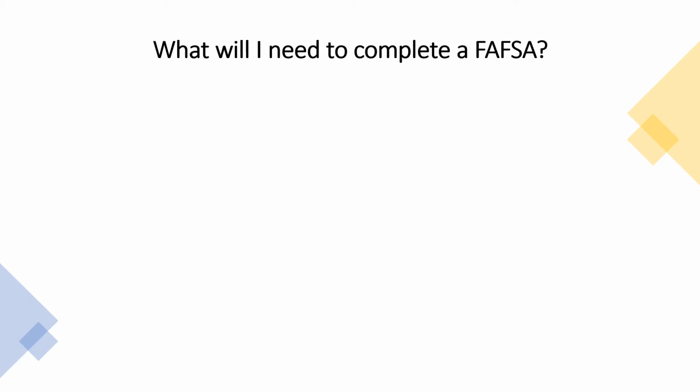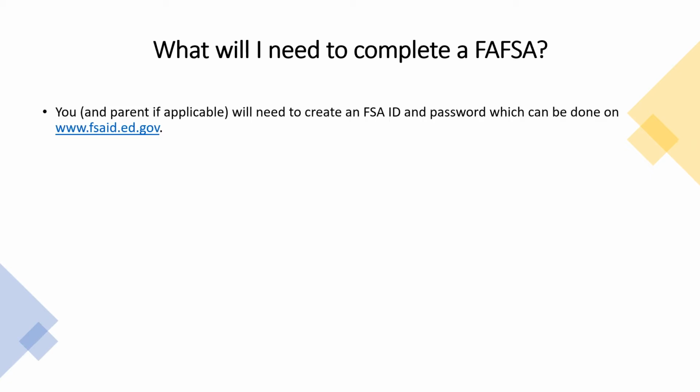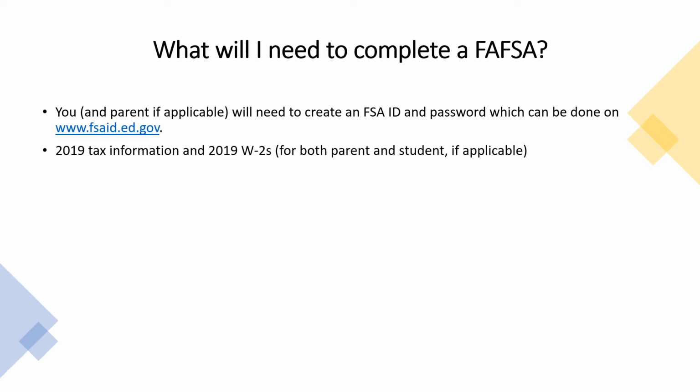What will I need to complete the FAFSA? Well, to submit a FAFSA, you, and a parent if applicable, will need to create your own separate username and password. This can be done at www.fsaid.ed.gov. You and your parents will also need to have the correct tax returns and W-2s that are being requested on the FAFSA.